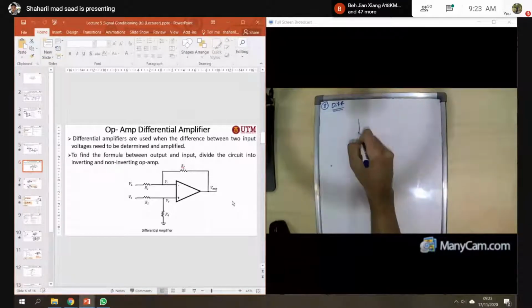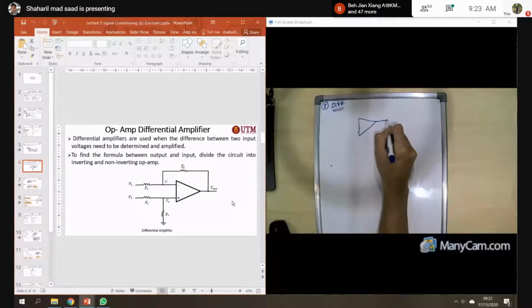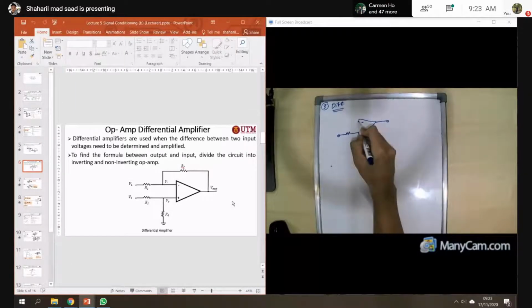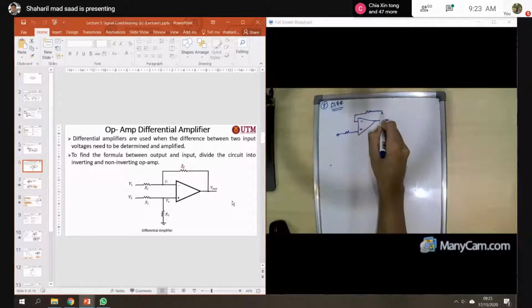Differential. The circuit will be like this one, minus and plus. So you call it back here.